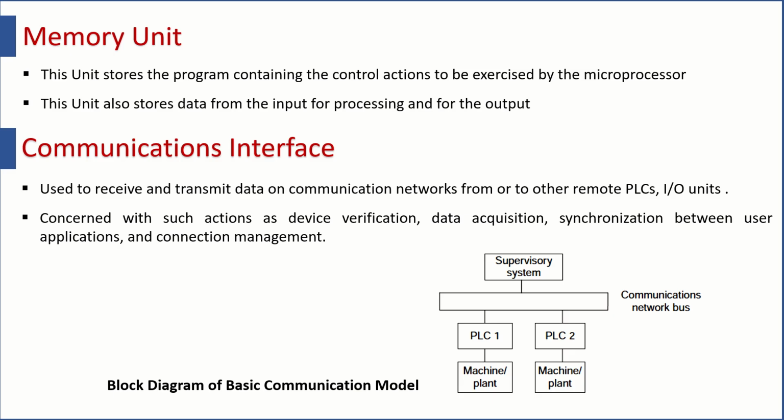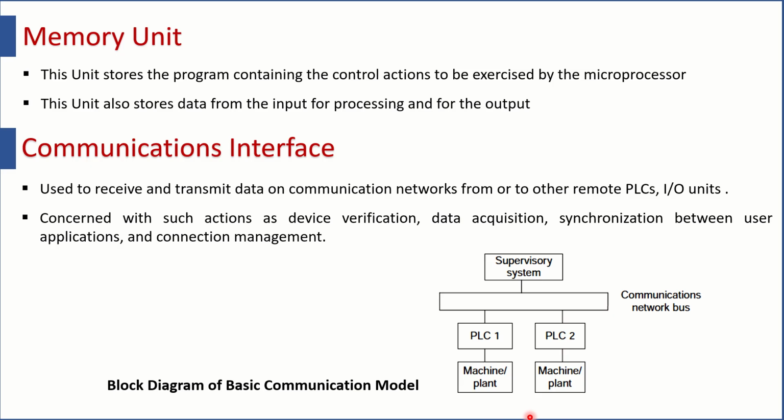So you can see here, this is a supervisory system. Supervisory system means the central supervisory system of maybe the industry, that may be a SCADA system, and ERP, enterprise resource planning, which is nowadays installed across every big industry. You have a common communication network bus to which the PLCs are connected. These PLCs are finally connected to the machine or some plant operation. So these PLCs are not directly connected to one system. They are connected to the communication network bus, and this bus is finally connected to the supervisory system. This is a very simple and basic block diagram of the communication model that I have shown.